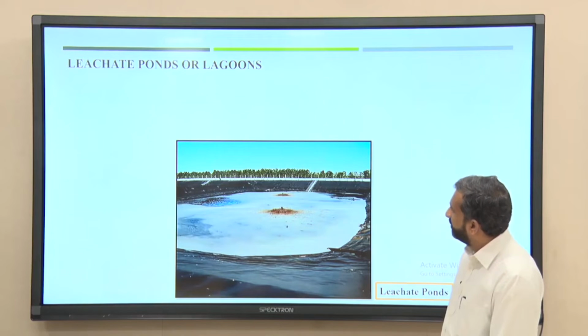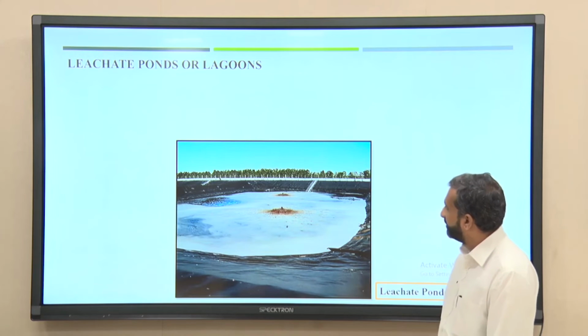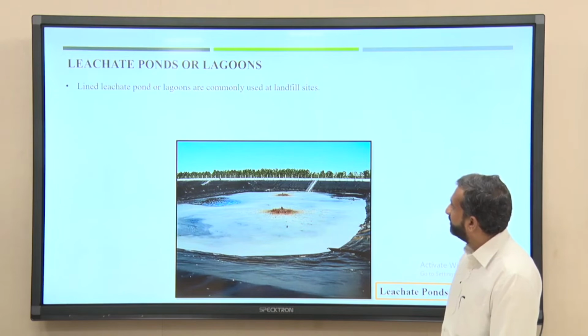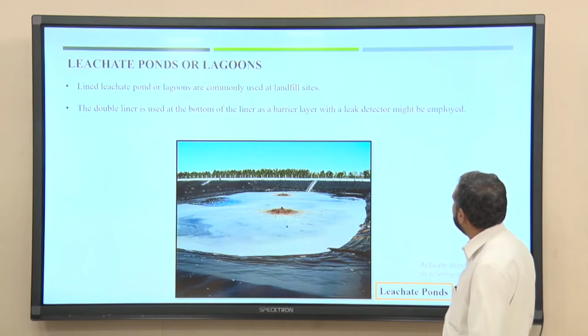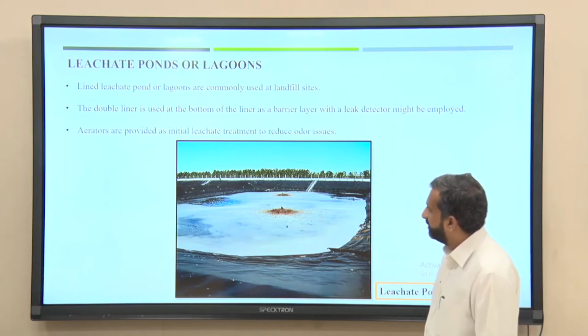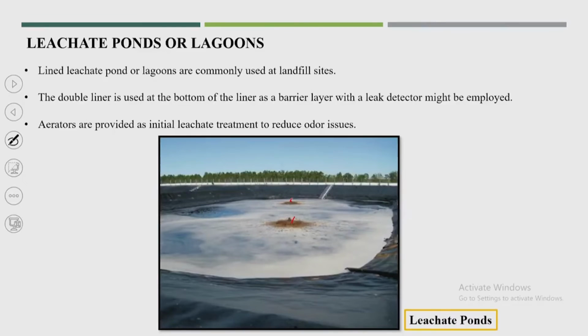And now these leachate ponds or lagoons, after the leachate from the landfill is getting stored. So, lined leachate ponds or lagoons are commonly used at landfill sites. A double liner is used at the bottom as a barrier layer, and a leak detector might be employed. And aerators, now you can see these are some aerators. So, that not only storage, but also initial leachate treatment is possible, to reduce the odor issue.